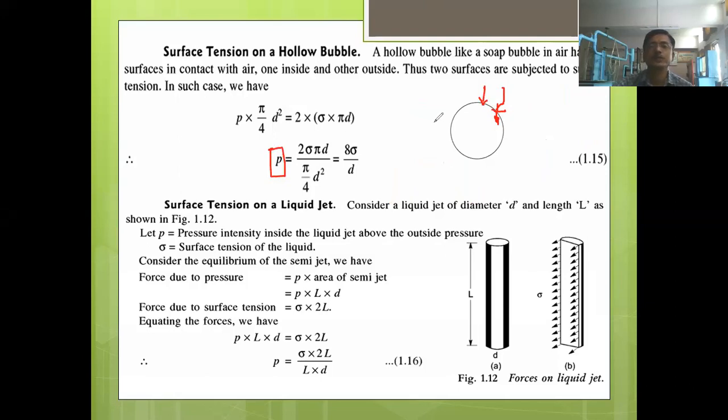Yes, because of this surface tension acting on this surface, the pressure intensity inside the liquid droplet or hollow bubble has increased. It is equal and opposite to this tensile force. If there is no surface tension, the pressure intensity will not be generated inside. So this pressure intensity that has increased is in excess of atmospheric pressure. Let us consider atmospheric pressure as the datum or 0. This value is the datum.